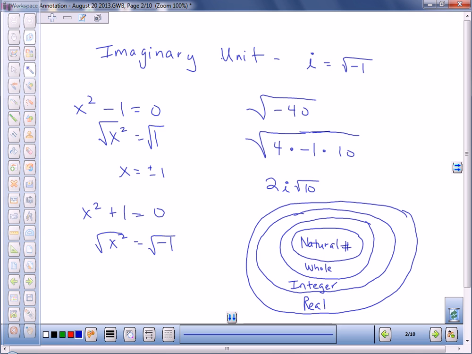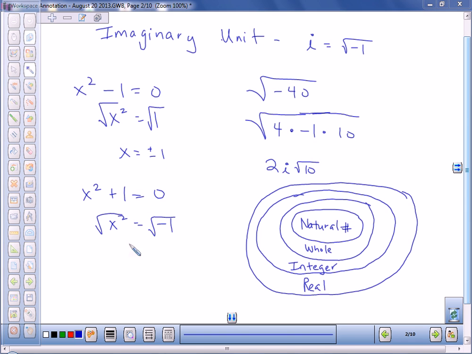Well, imaginary numbers don't fit in here at all, do they? No. So imaginary would be over here by themselves. Unique, but necessary. The ones that involve the imaginary unit i.